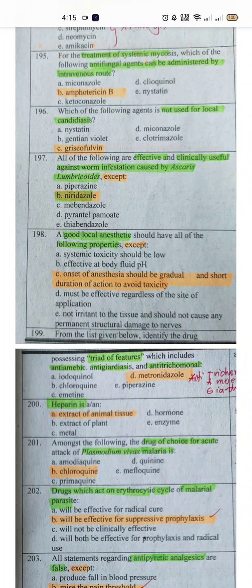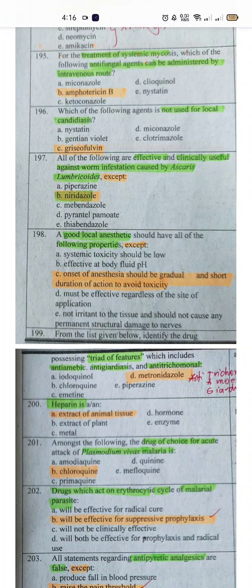198. A good local anesthetic should have all the following properties except onset of anesthesia should be gradual and short duration of action to avoid toxicity. That is the only exception of a good local anesthetic. An ideal local anesthetic should have a rapid onset of action and a short duration of action. The action must last long enough to allow time for the contemplated surgery, yet not so long as to entail an extended period of recovery.